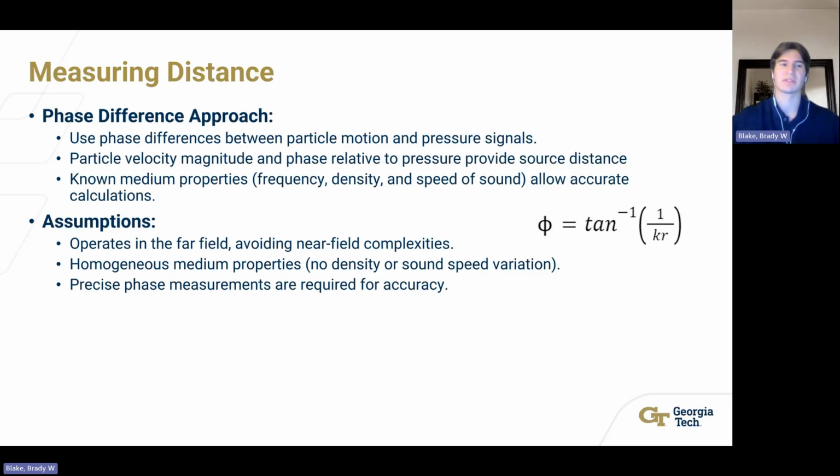To measure the distance, this is where we would use the phase differences between particle motion and pressure signals. And we could use this equation here by knowing the frequency of the source and the medium we are in. We could determine R because we are measuring the phase difference. Again, we're assuming we're in the far field, we have homogeneous medium properties, and these are accurate phase measurements.